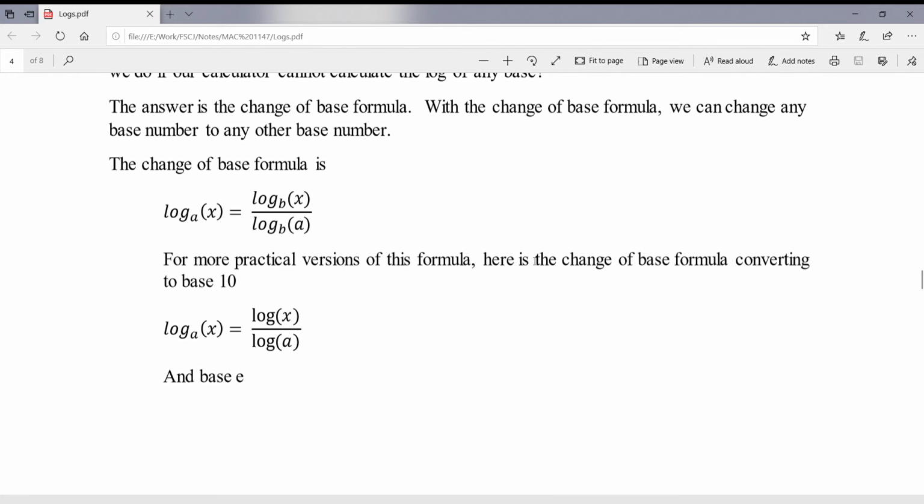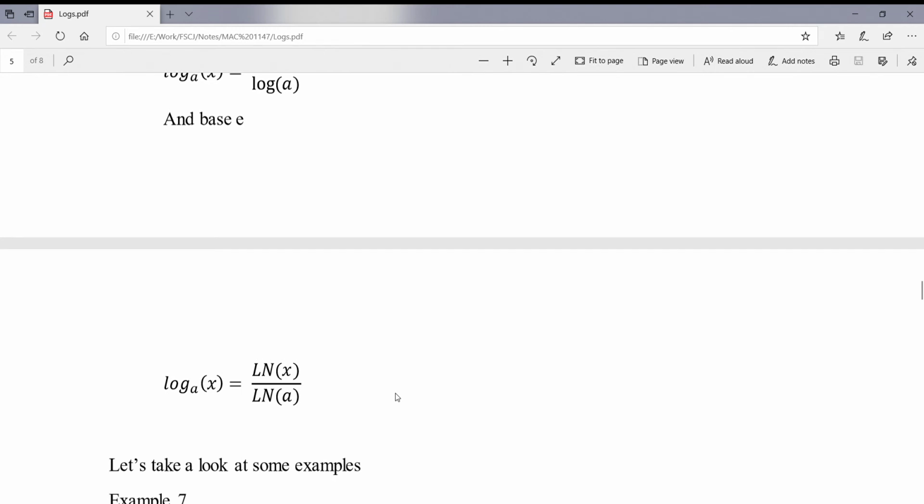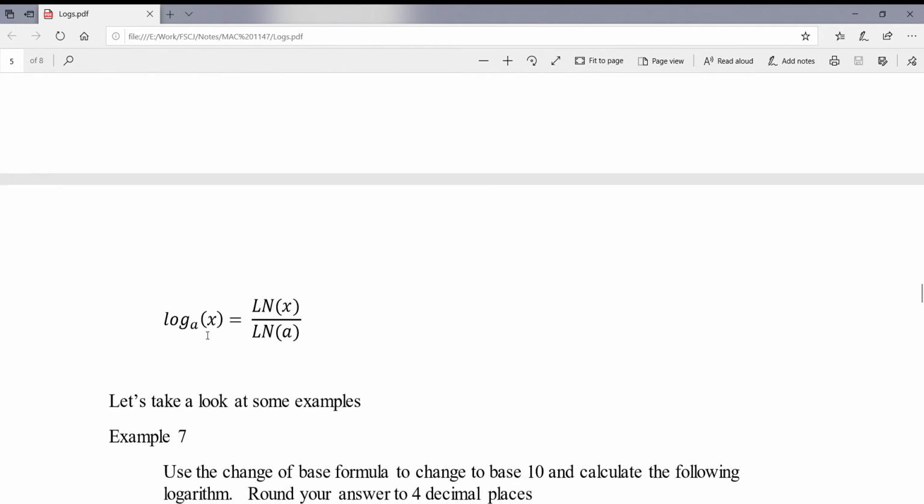For more practical versions of this formula, here's how the change of base formula converts to base 10. Log base a of x is equal to log of x divided by log of a. So this takes base a and converts it into base 10. We can also convert them into base e, the natural log. So log base a of x is equal to the natural log of x divided by the natural log of a. Let's take a look at some examples.